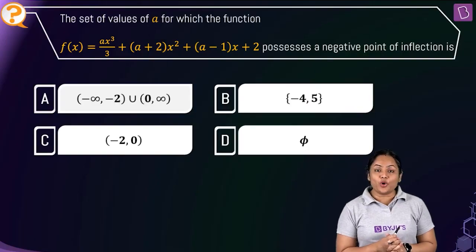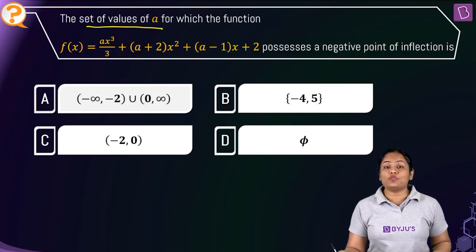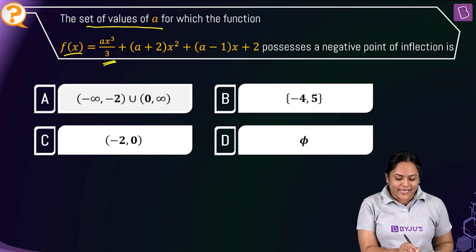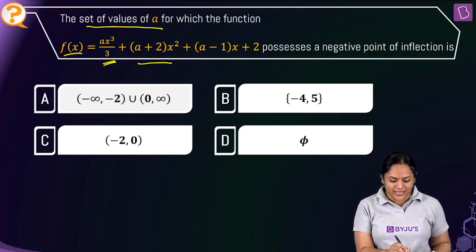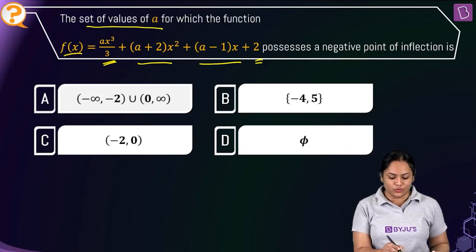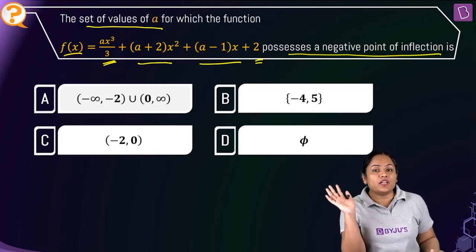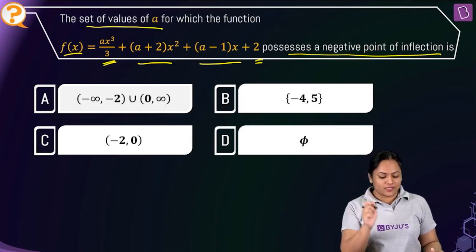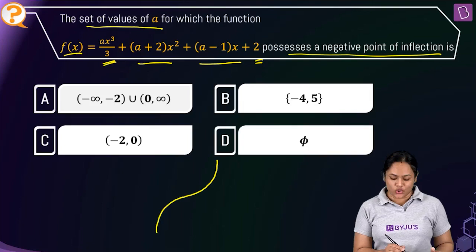Well, moving forward, here the question says, what are the set of values of a for which the function f(x), which is ax³/3 + (a+2)x² + (a−1)x + 2, possesses a negative point of inflection. Now, first of all, what is a point of inflection, guys? Point of inflection is the point where concavity of a function changes.